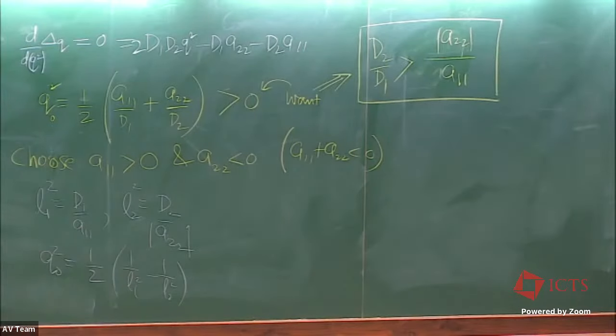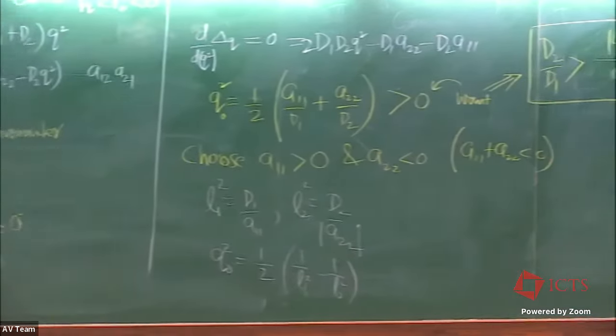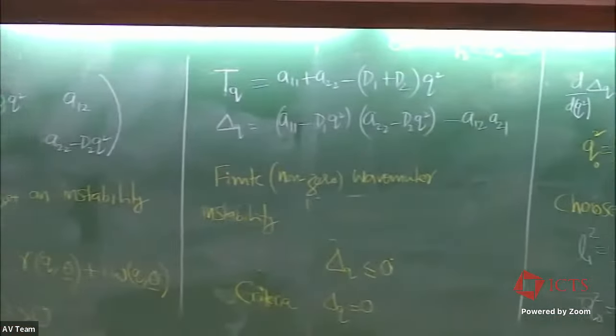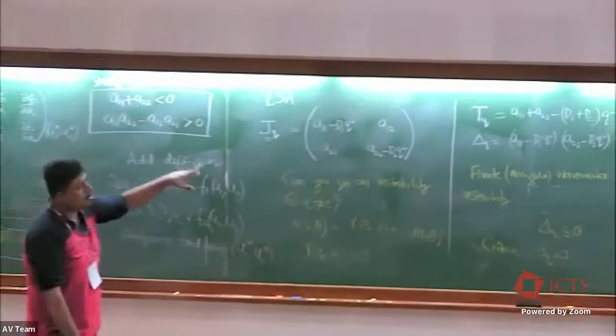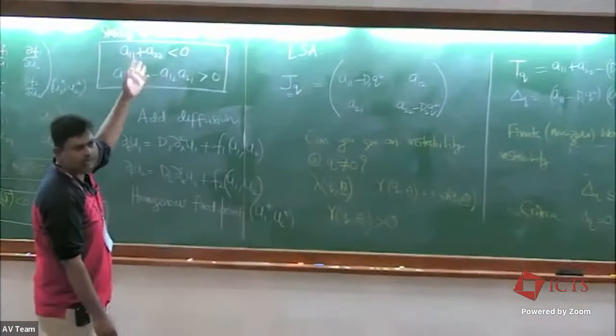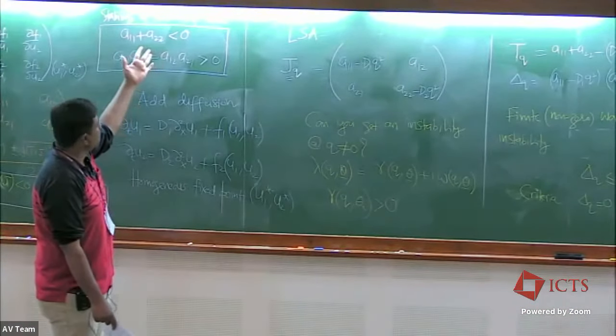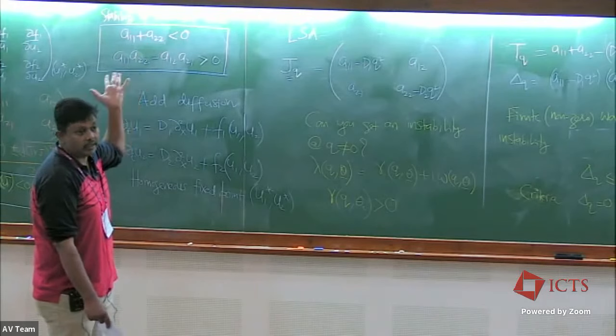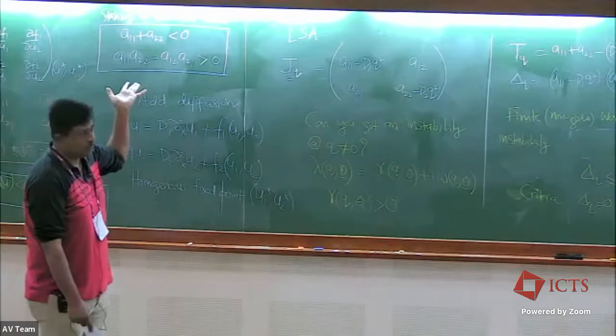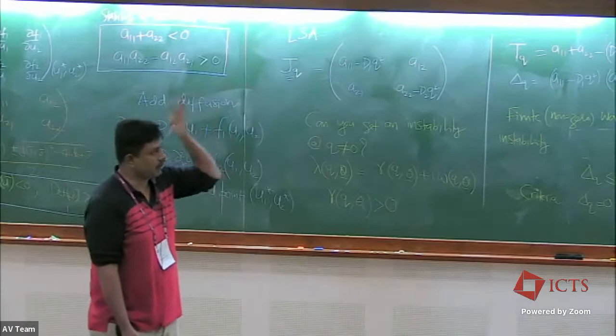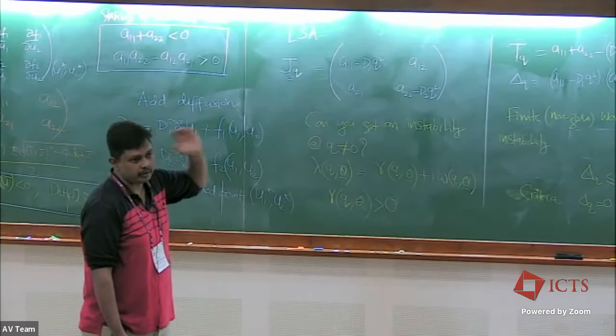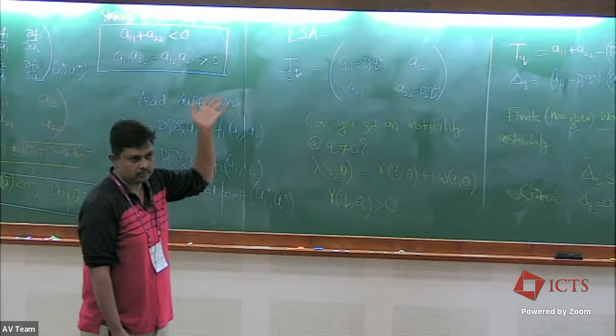Why do I need that? Remember, D1, D2 are positive. If both A11 and A22 are also positive, of course you can trivially satisfy that. But then I can't satisfy the condition that the non-spatial state is stable. So I want one of them to be negative. Both negative is fine, but both positive is not allowed. So I want at least one of them to be negative. I just made a choice. I'll choose A11 to be positive and A22 to be negative. You can do also the other way around. Is that fine?